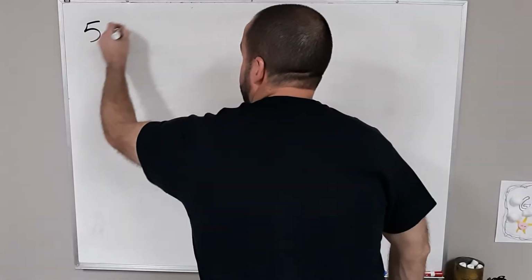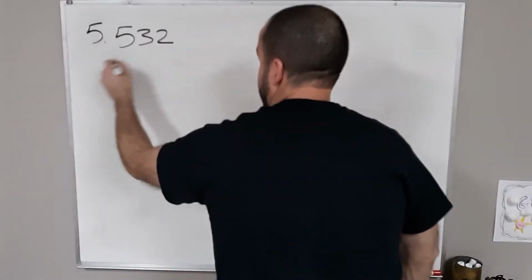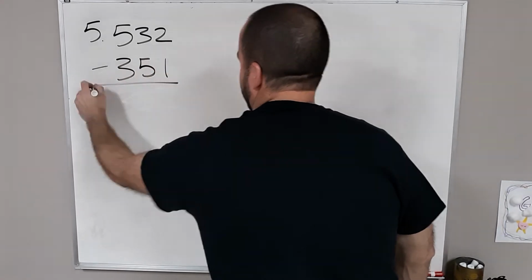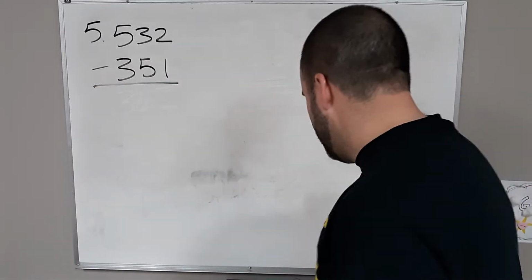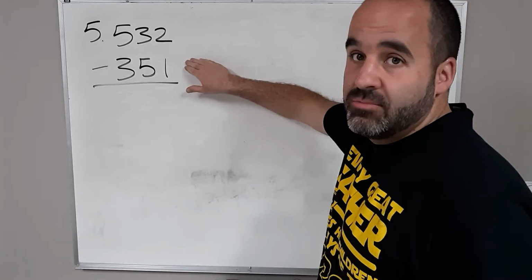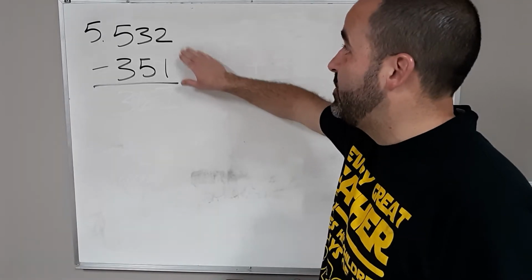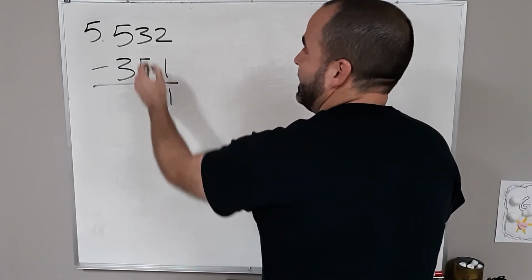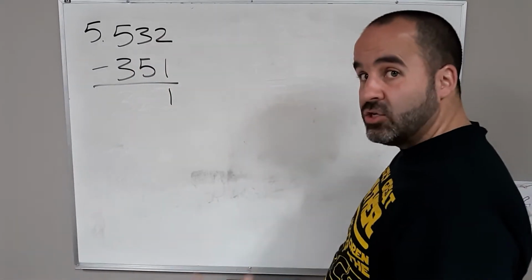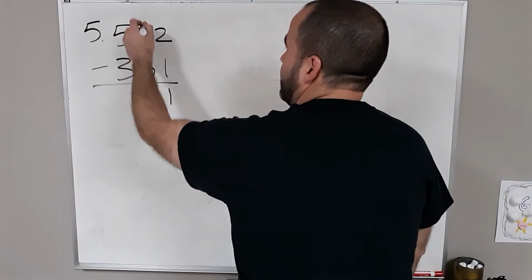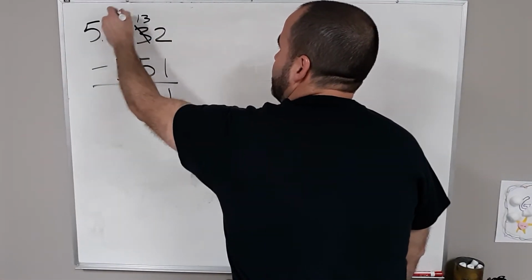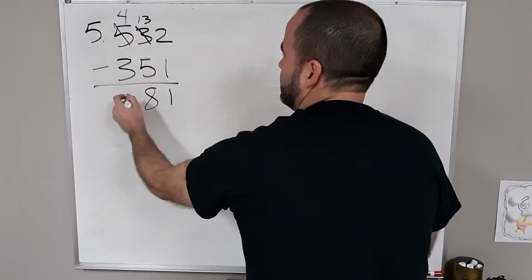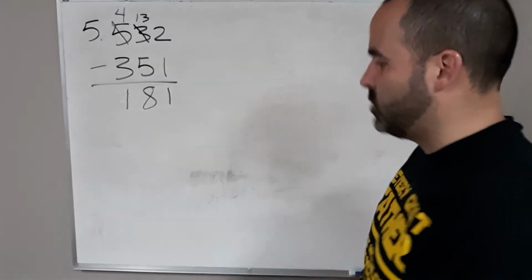We have 532 minus 351. Okay, now, what I can do is, I can subtract to find this answer, right? So let's do it. 2 minus 1 equals 1. 3 minus 5, I can't do that. So 3 becomes 13, 5 becomes 4. 13 minus 5 equals 8, 4 minus 3 equals 1, and now my answer is 181.